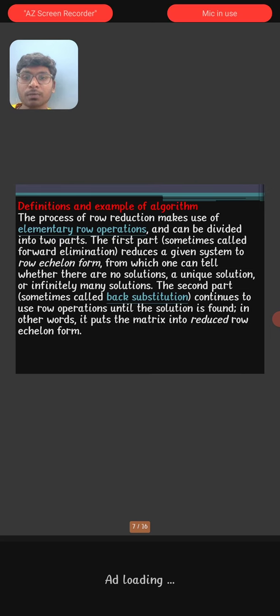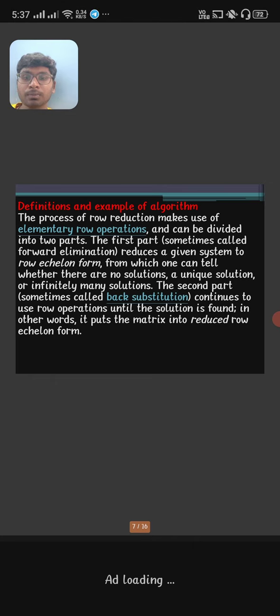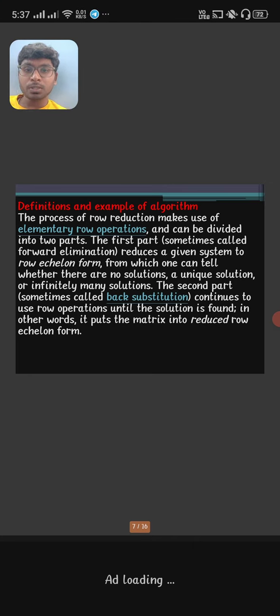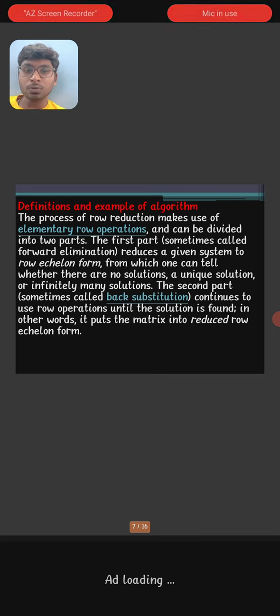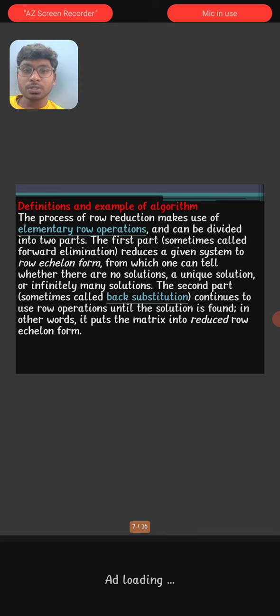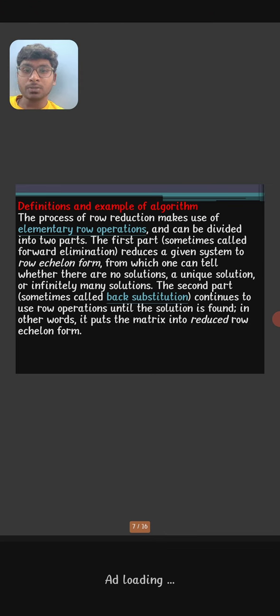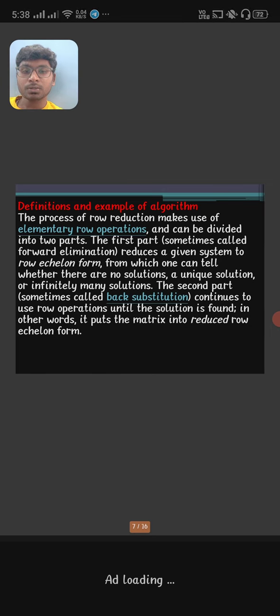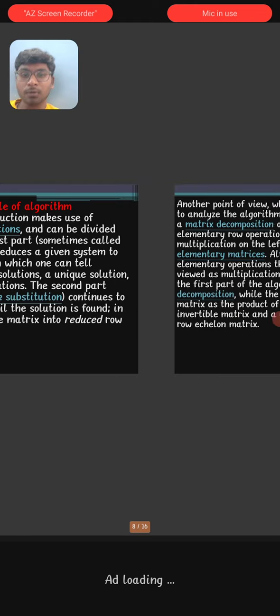Definitions and examples of algorithm. The process of row reduction makes use of elementary row operations and can be divided into two parts. The first part, sometimes called forward elimination, reduces a given system to row echelon form, from which one can tell whether there are no solutions, a unique solution, or infinitely many solutions. The second part, sometimes called back substitution, continues to use row operations until the solution is found. In other words, it puts the matrix into reduced row echelon form.